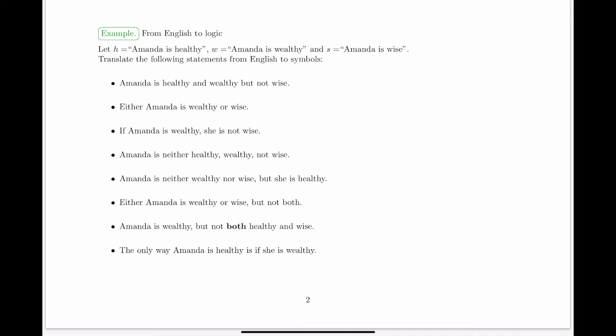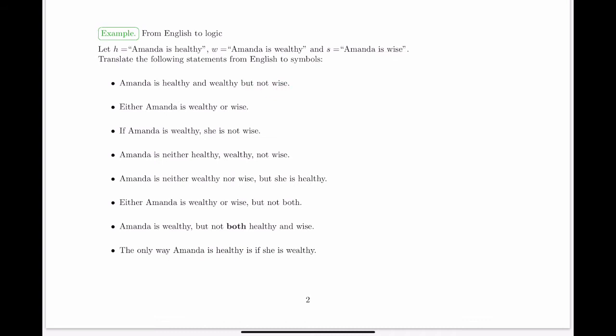So the propositions that we have defined here are: Amanda is healthy, and that's H; Amanda is wealthy, and that's W; and Amanda is wise, which is S. Let's see how we can do through all of these. Amanda is healthy, so that's H, and Amanda is wealthy, so that's W, but not wise, so not S.